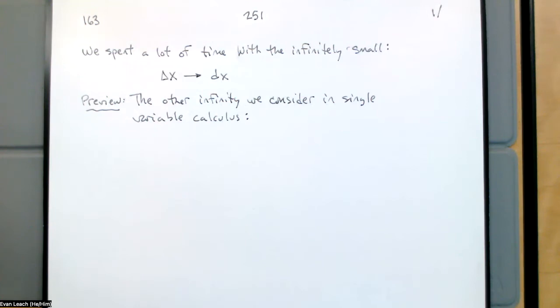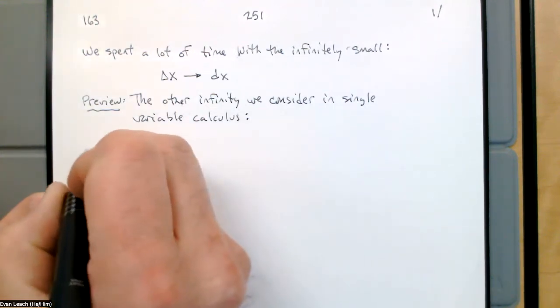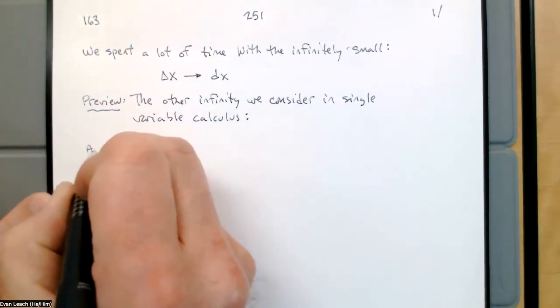There's another kind of infinity that we need to study in single variable calculus, and I would like to preview that today as we close out part 1 of single variable calculus, and we all get ready for part 2 of single variable calculus. The other kind of infinity that we're going to be concerned with is infinitely long.